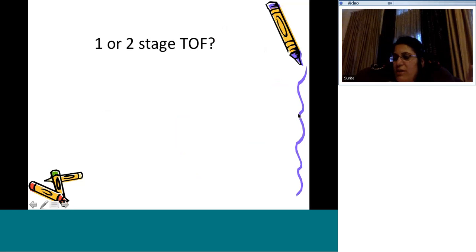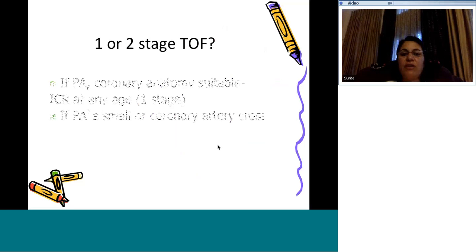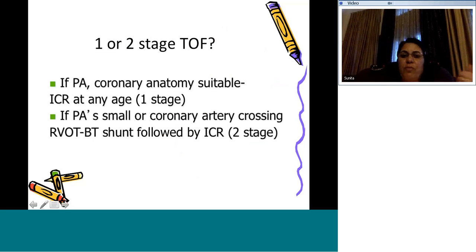So what is a one stage versus two stage? One stage is total correction; two stages is BT-shunt first followed by total correction. If the pulmonary arteries are good sized and the coronary anatomy is suitable, meaning you don't have anything crossing in front of the right ventricular outflow tract where you're going to make your incision, then you can do an ICR at any age. This applies only to patients where you have to do a TAP.